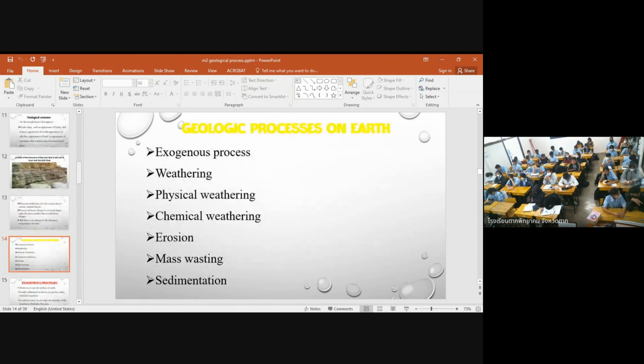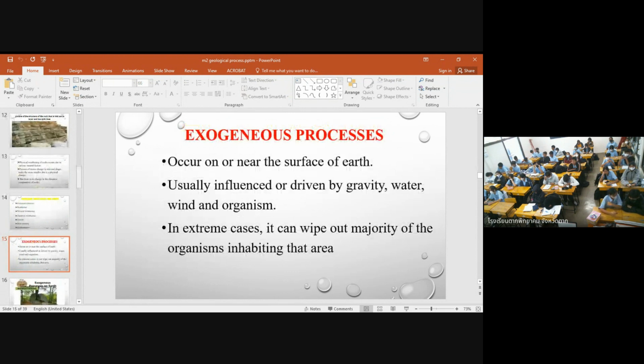So we have the geologic processes on Earth. We have the exogenous process, weathering, physical weathering, chemical weathering, erosion, mass wasting, and sedimentation. So first we have the exogenous process.